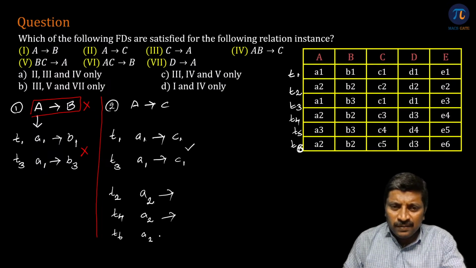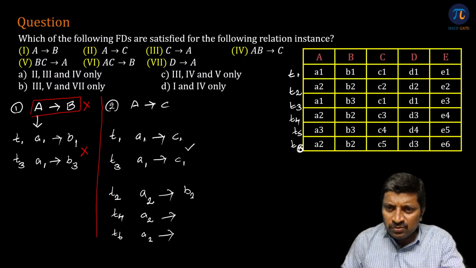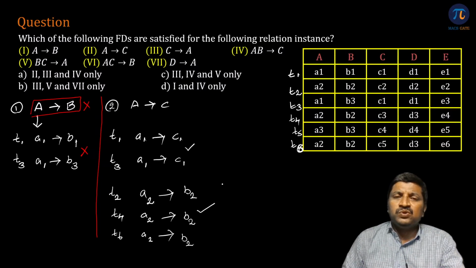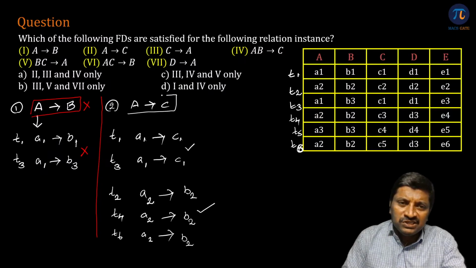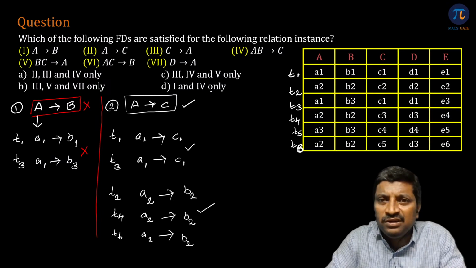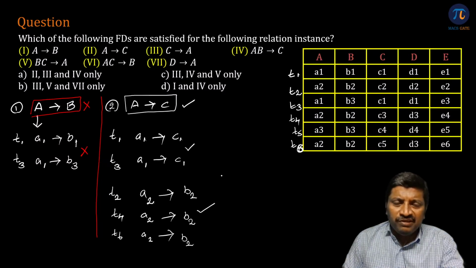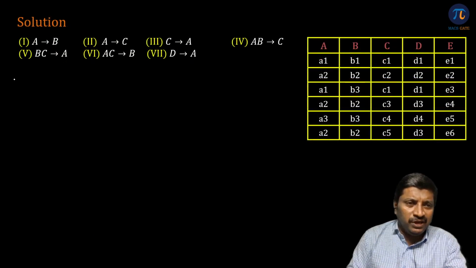Now in all these three tuples, I have A2, A2, A2. What are the corresponding values? B2, B2, B2. All are giving the same values. So the condition is true for all the duplicate values. So we can say this functional dependency is satisfied in this particular relation. Is that clear? Similarly, we can verify the remaining. So let's continue with the remaining. C goes to A, that is the top one.